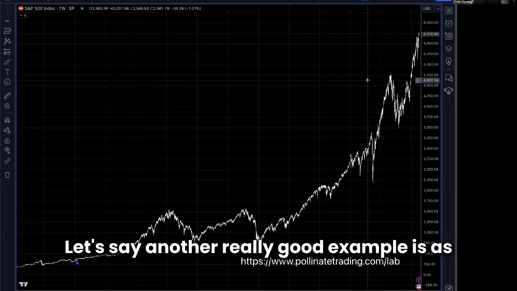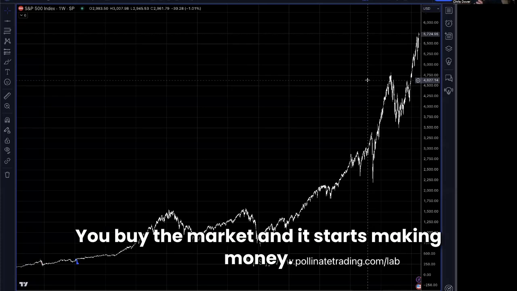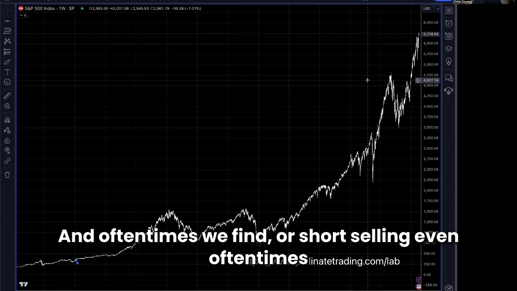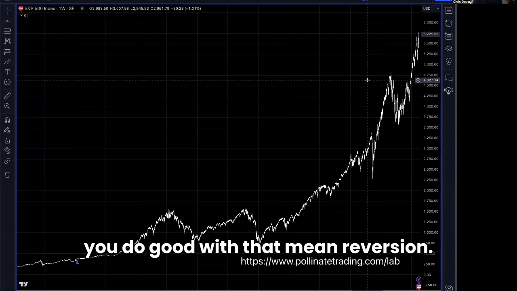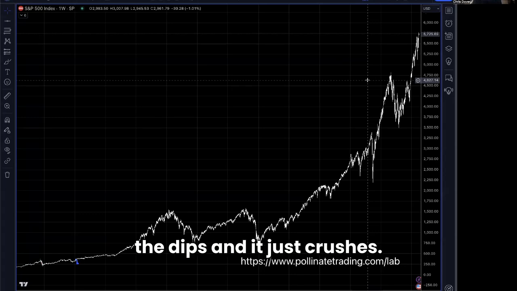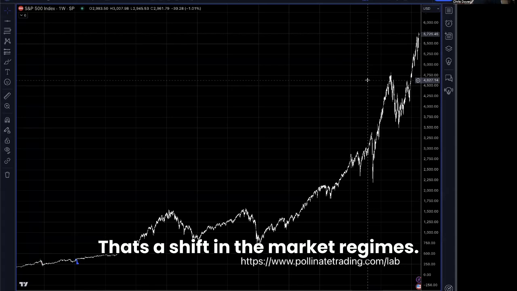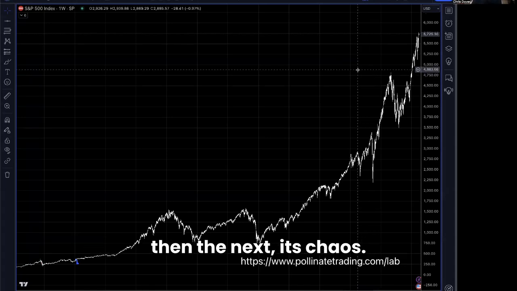Let's say another really good example is, as you start out, you buy the market and it starts making money, you do good, and then you think, okay, I want to get into this trading thing. And oftentimes, or short selling even, oftentimes we find that works for a while. And you do good with that mean reversion. You short the tops and buy the dips, and it just crushes. And then one day it just takes off, right? That's a shift in the market regime. Okay. One moment everything's clicking, and then the next it's chaos.